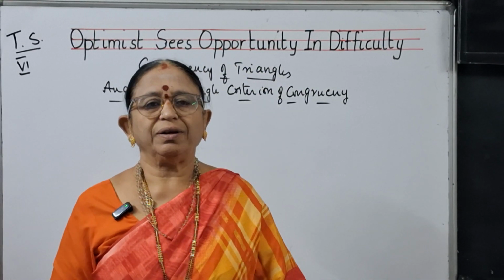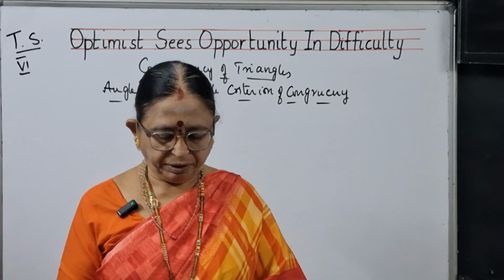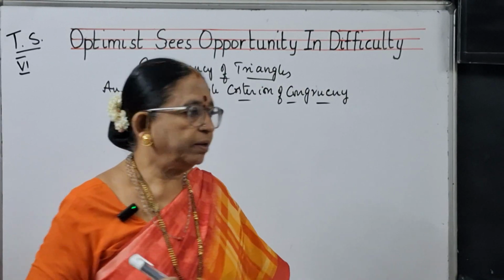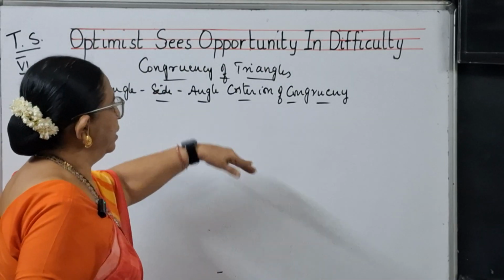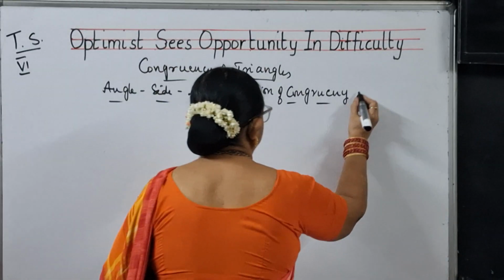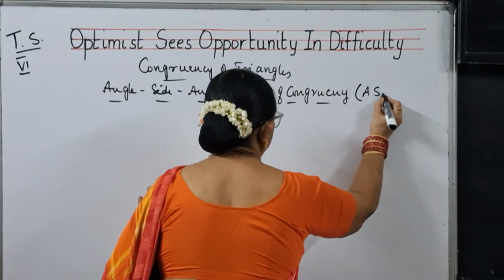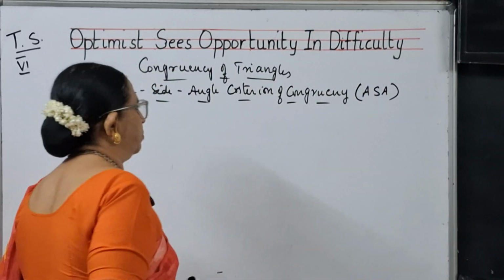Today I am dealing with 7th class mathematics, congruency of triangles. In that we are going to do the angle side angle criteria of congruency. This is generally called the ASA property.